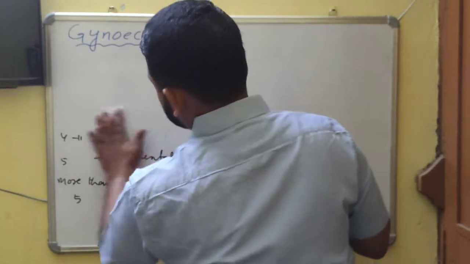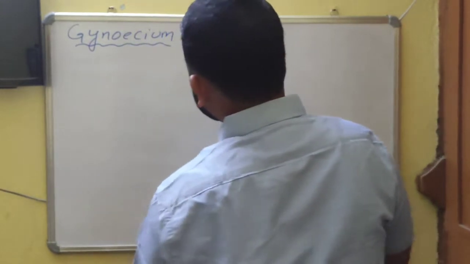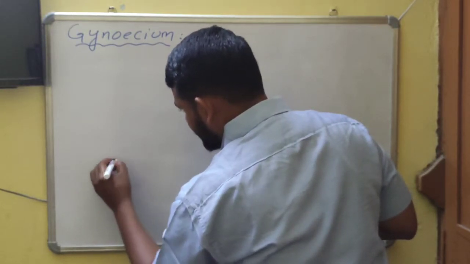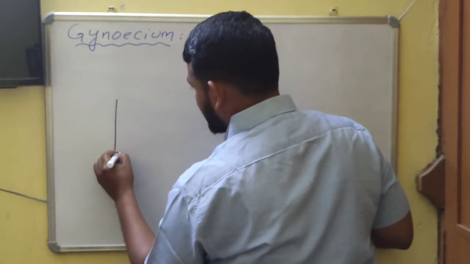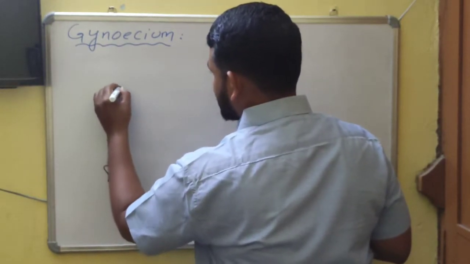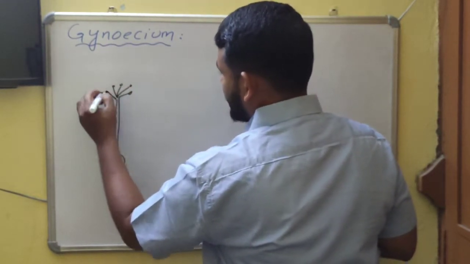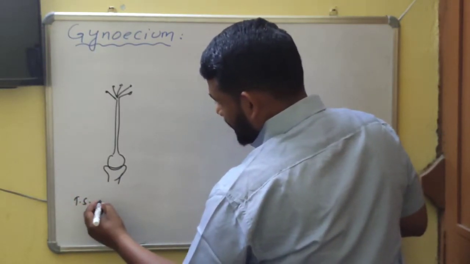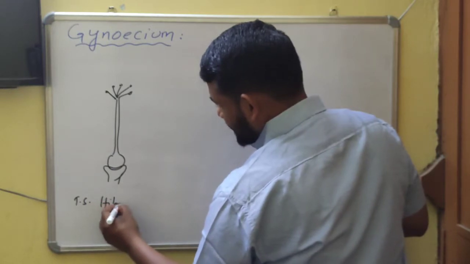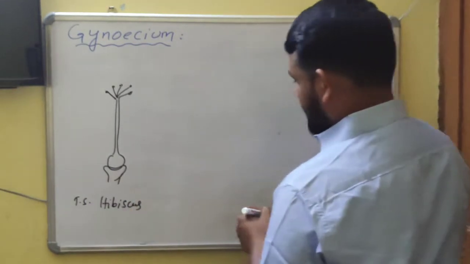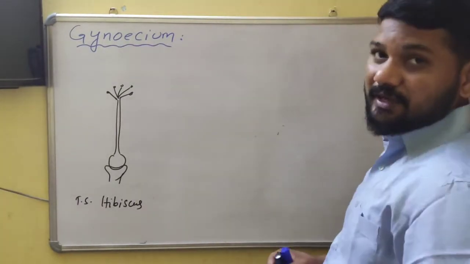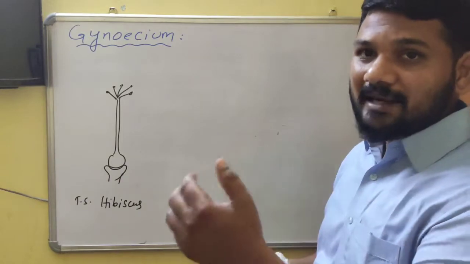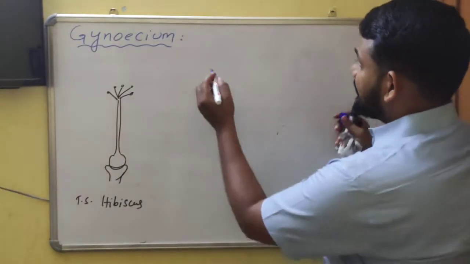If you observe the diagram of the structure of gynoecium, then this is the carpel part. In case of hibiscus, this is the transverse section of the carpel or gynoecium. And in such cases, if a gynoecium has more than one carpel, from bicarpellary to multicarpellary conditions, then these carpels may be fused.